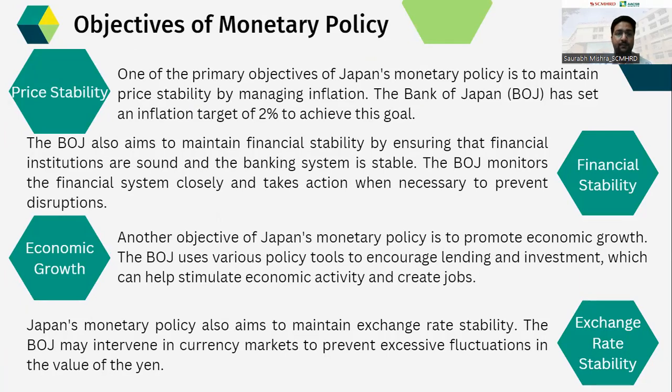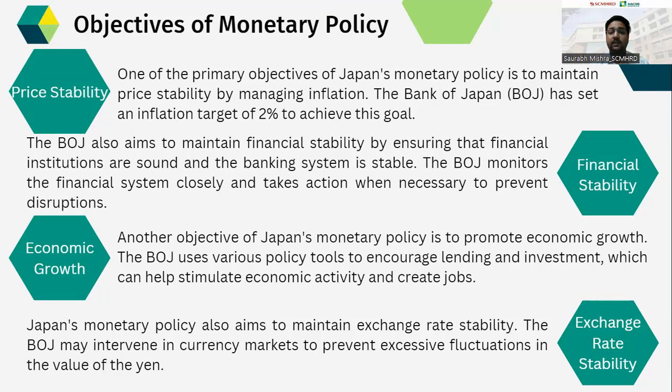Next, financial stability. The Bank of Japan also aims to maintain financial stability by ensuring financial institutions are sound and the banking system is stable. The Bank of Japan monitors the financial system closely and takes action when necessary to prevent disruption.